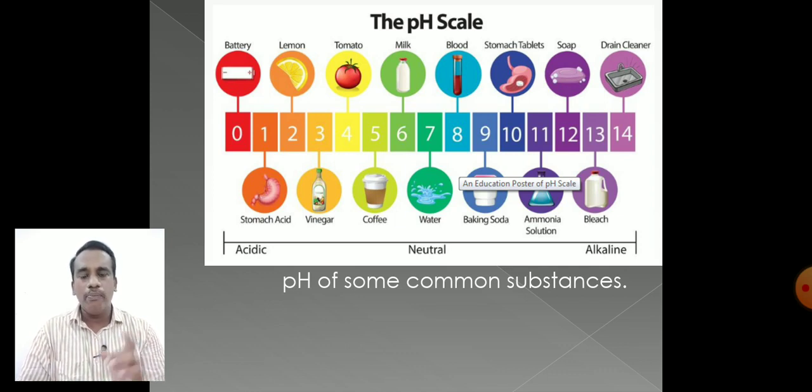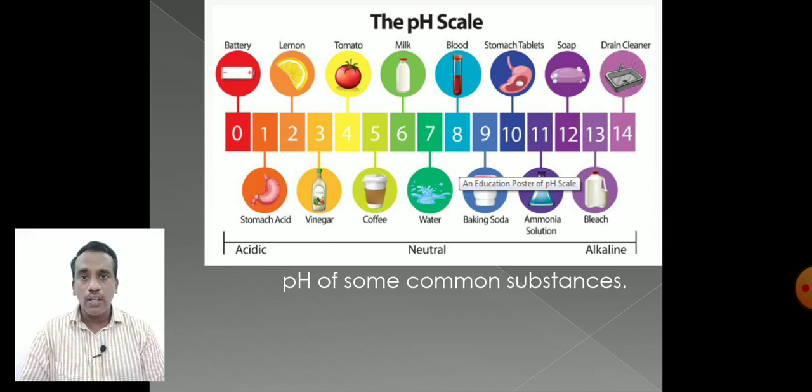The Eno is a basic compound that will neutralize the excess acid generated in our body. That's what we call the milk of magnesia, another example. These are all called stomach tablets. The soap that we use in our day-to-day life is also a basic compound. And the bleach that is used to bleach compounds. These are all the many examples that we come across in our day-to-day life that are related to the pH scale.